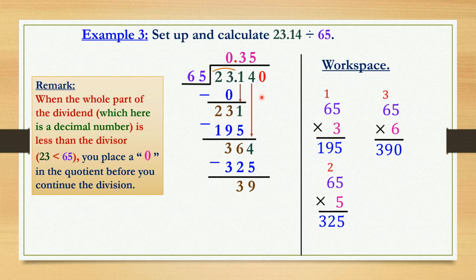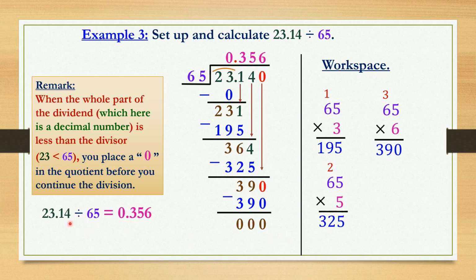Now the remainder is not 0 yet, so I need to add a 0 in the dividend, and I slide it. I obtain 390, but here we notice that 390 is a multiple of 65, so I write 390, and 65 times 6 is 390. I write 6 in the quotient before I find the remainder, which is 0, and we have an exact quotient. 23.14 divided by 65 equals 0.365.